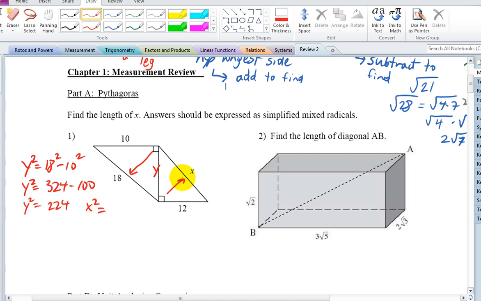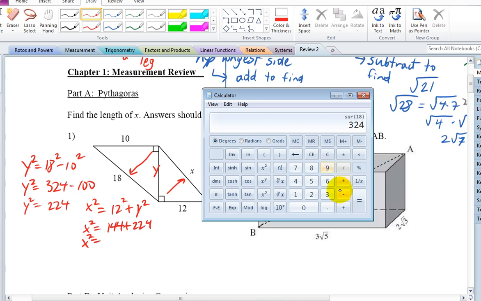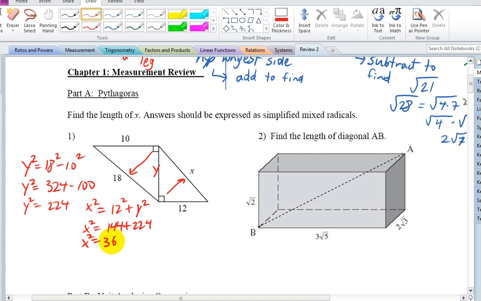Well, that's the hypotenuse this time. So x squared, you'll be going 12 squared plus y squared. So x squared equals 144 plus 224. x squared equals, ooh, I don't know, what is that? 368. So x then equals square root 368.